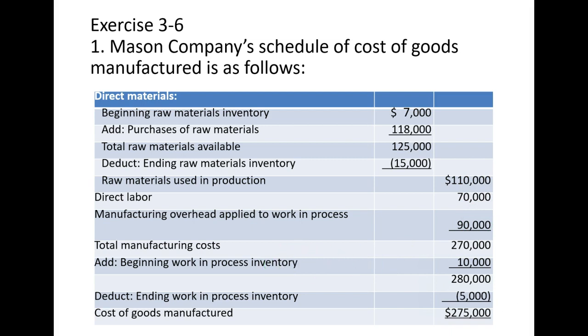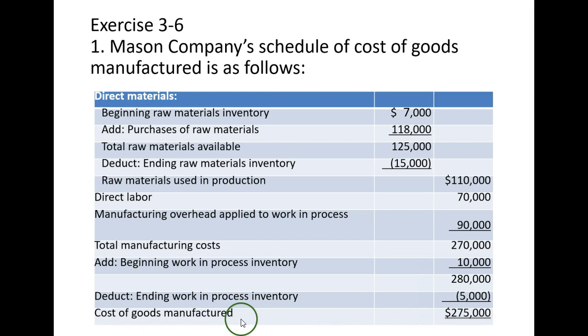Add to that what you did not complete last period, your beginning work in process inventory, and get just a subtotal here. Take away your ending work in process inventory, $5,000. The $5,000 represents the materials, labor, and overhead associated with the units that you started this period, but you did not finish. You're going to finish those next period. So we take away the $5,000. That means the cost of goods manufactured, the cost of the goods we completed this period, is equal to $275,000.